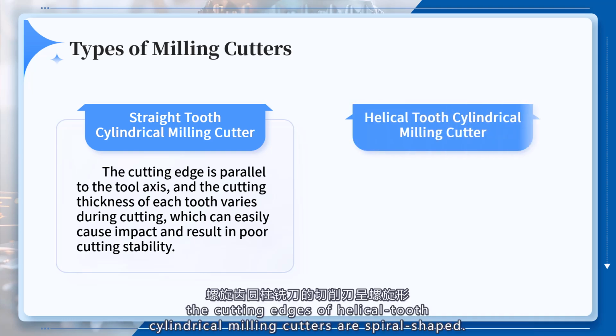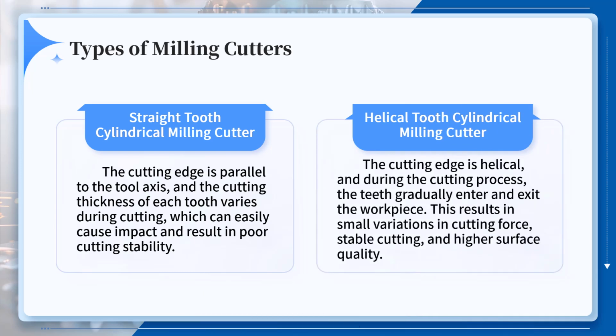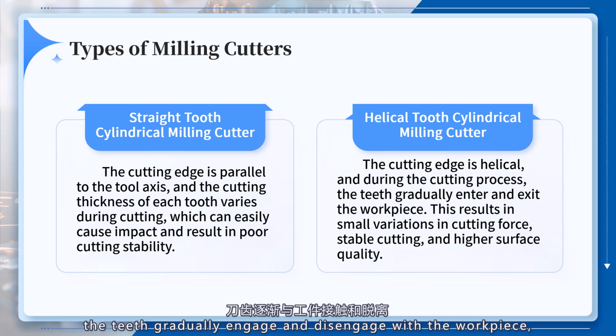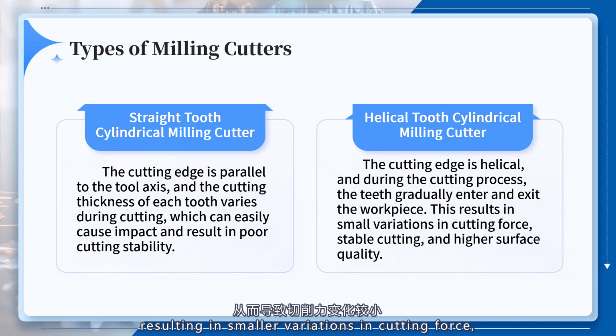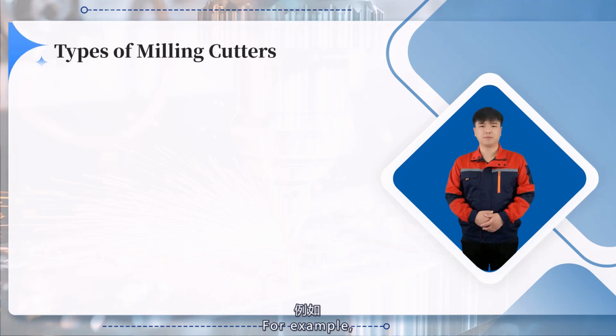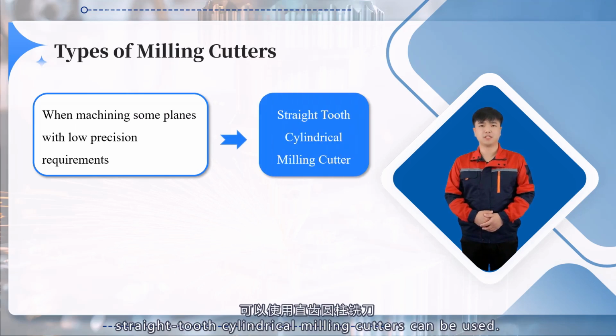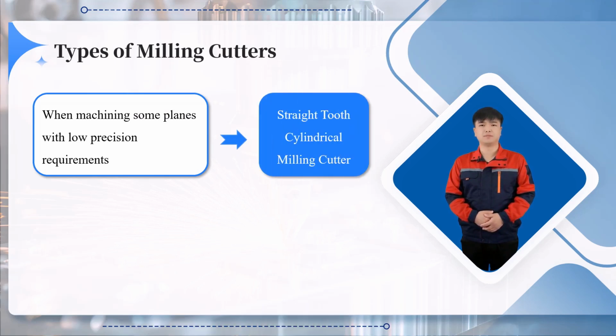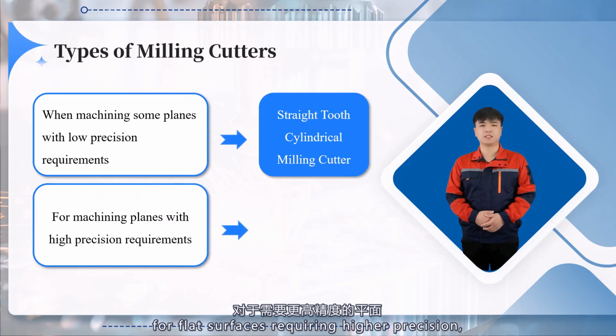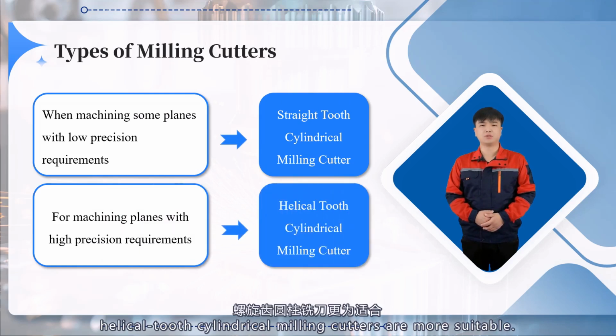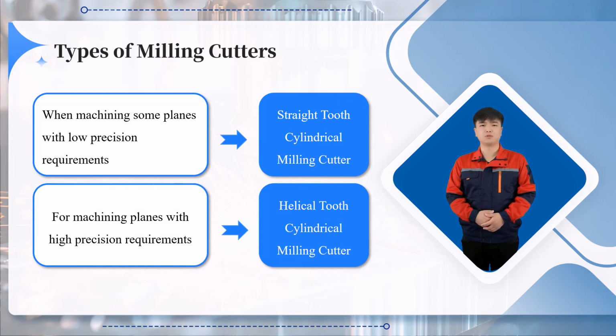In contrast, the cutting edges of helical-tooth cylindrical milling cutters are spiral-shaped. During the cutting process, the teeth gradually engage and disengage with the workpiece, resulting in smaller variations in cutting force, more stable cutting, and higher surface quality of the machined workpiece. For example, when machining flat surfaces with lower precision requirements, straight-tooth cylindrical milling cutters can be used. However, for flat surfaces requiring higher precision, helical-tooth cylindrical milling cutters are more suitable.